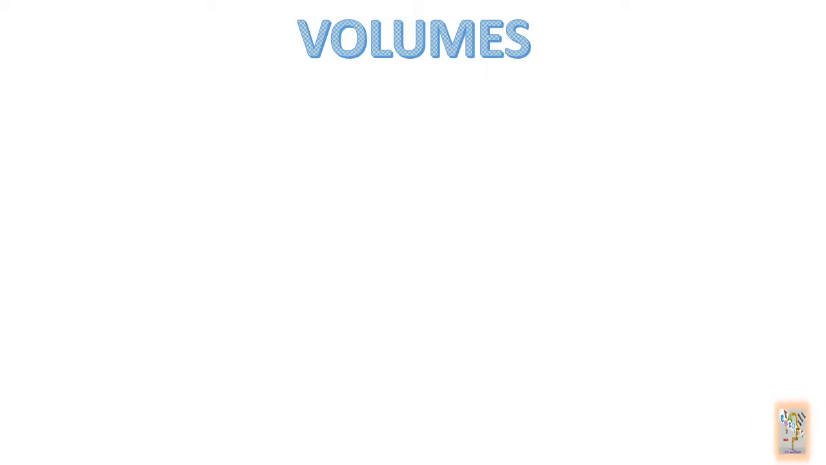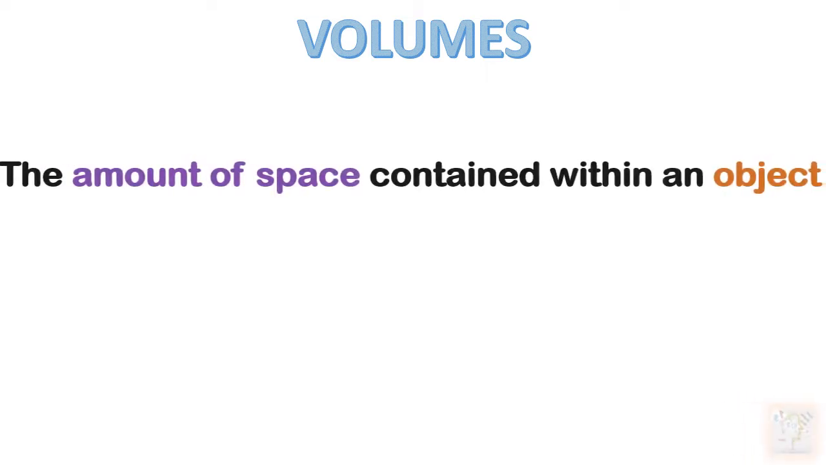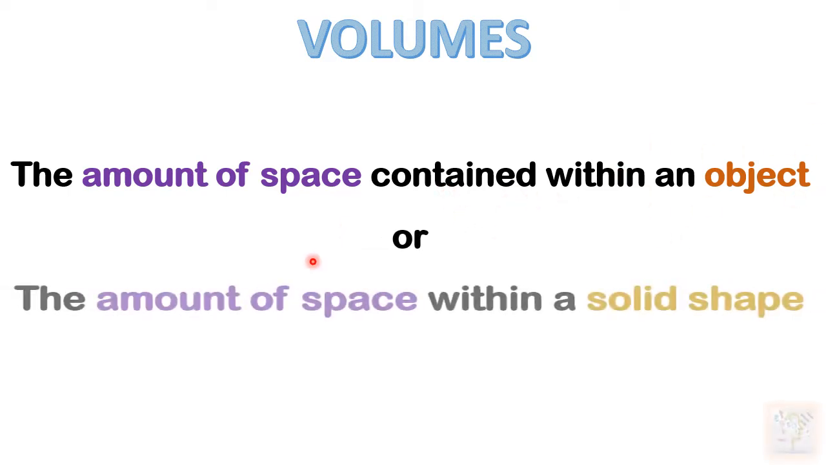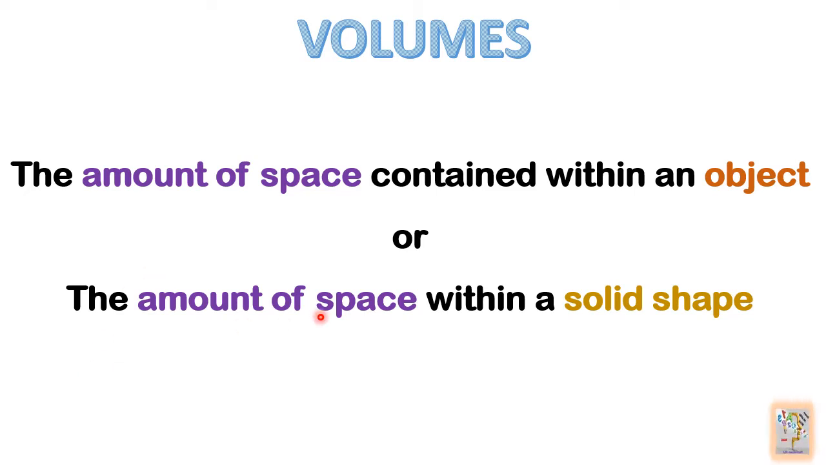Now, when somebody talks about a volume, what are we actually talking about? A volume, people, is the amount of space contained within an object. I'm still going to explain that. Or you can say it is the amount of space within a solid shape, because an object is a solid shape. We'll see this as we continue.